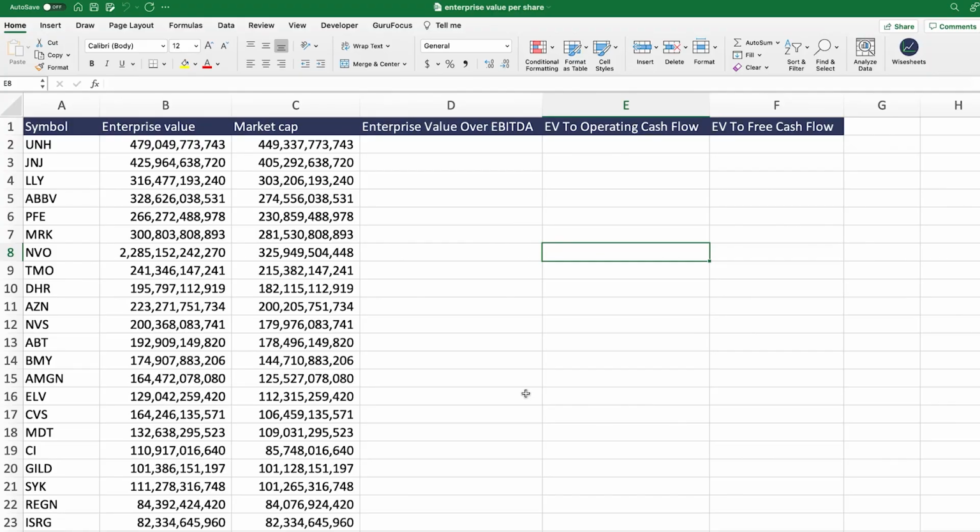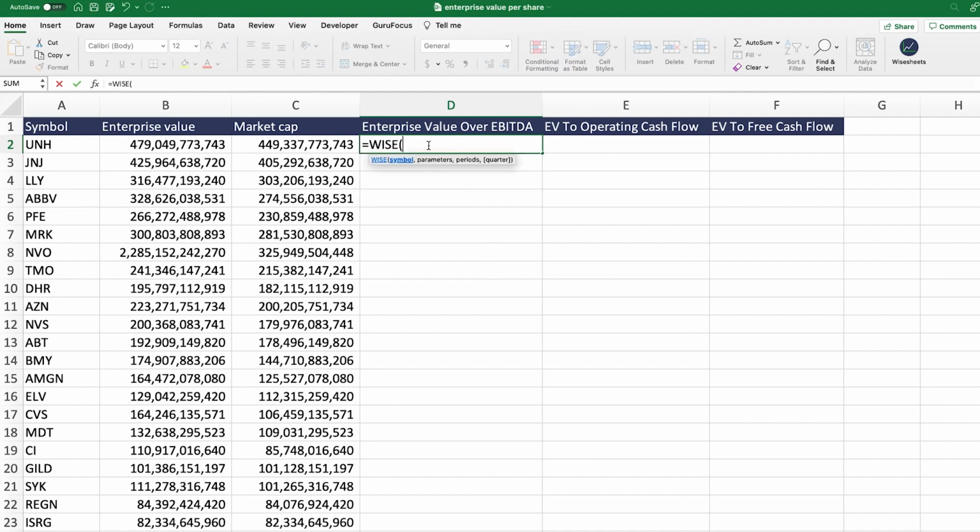One last pro tip that I want to share with you is how you can get enterprise value multiples for multiple stocks. So the way that you do this is very simple. All you need to do again is to use the WISE function. We're gonna enter the symbol, and in this case we can enter multiple parameters. So this is the data that we're gonna get, and it's super helpful, and then I'm gonna show you why this data is helpful to be able to compare across different companies.